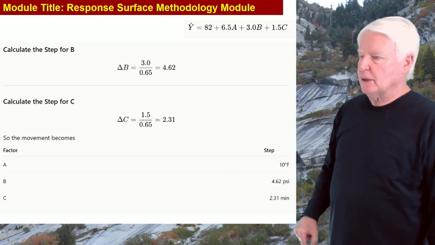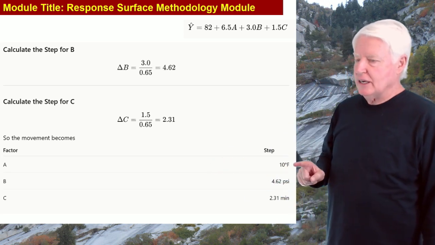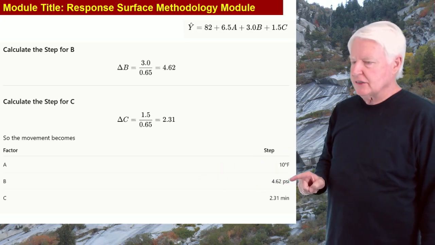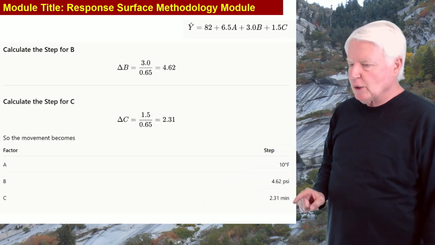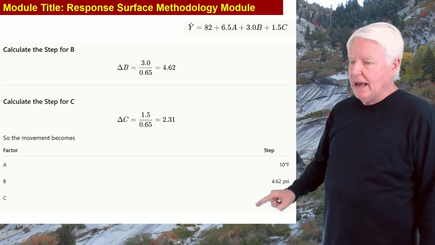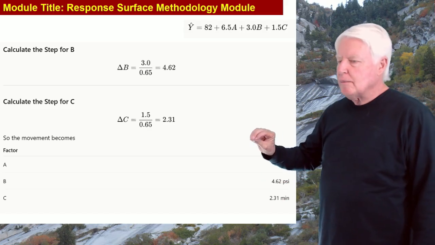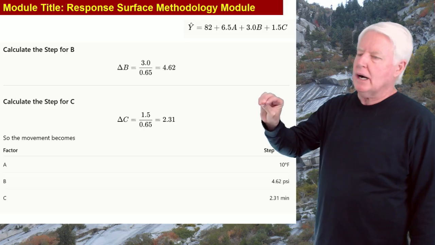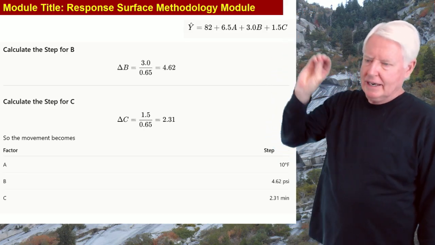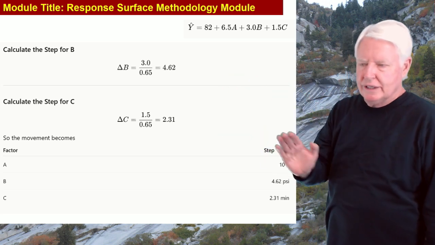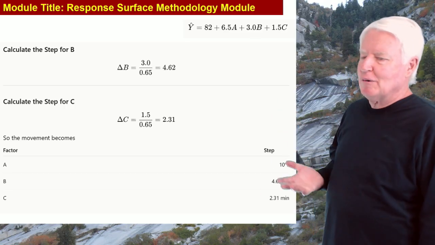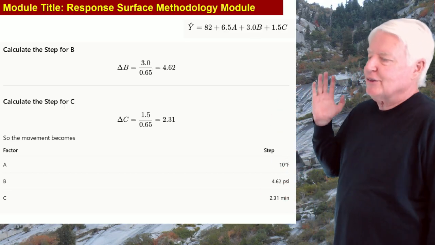And so here it's all summarized for us. Factor A, I'm going to change at 10 degree Fahrenheit increments. B, I'm going to change at 4.62 psi increments. And C, I'm going to change at 2.31 minutes. These are the values I will use to determine how much I change all the variables as I go up, chasing the ascent to the top of the mountain. We had to decide what we were going to change them at, and we just gave you a rule you can use to determine those changes. They're pretty good, and it's not anything overly magical about it. If you feel you want to do something else, that's fine.